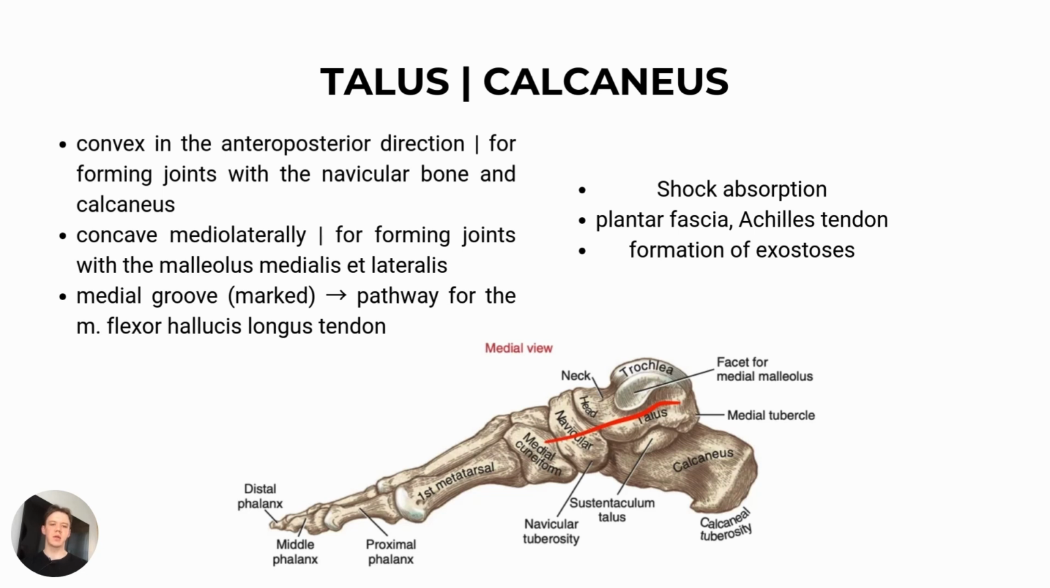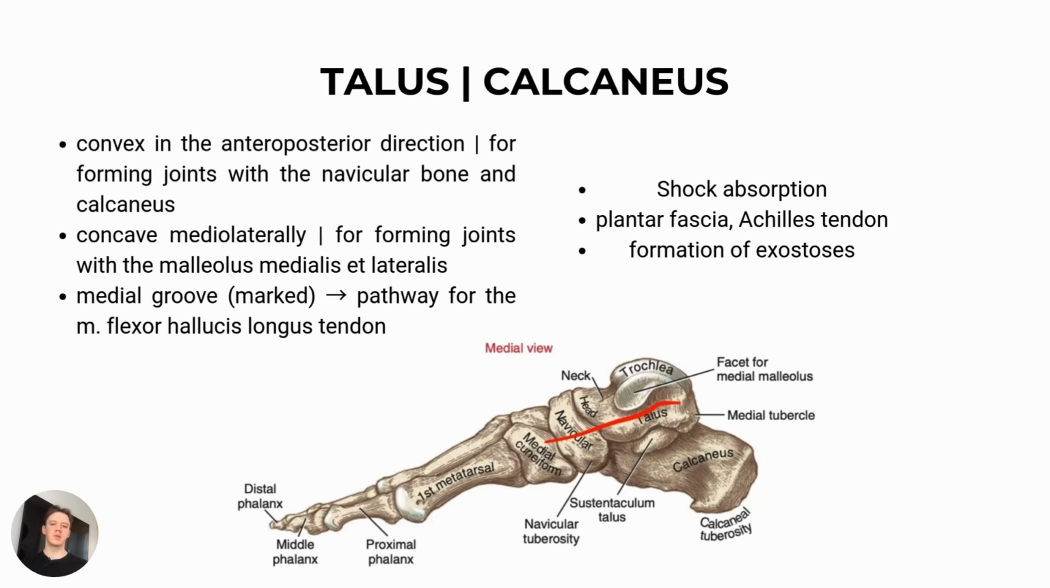You can see that the talus and calcaneus are located above each other. The talus is mostly convex in the anterior direction, forming joints with the navicular bone and calcaneus. It's also concave medial-laterally, forming joints with the medial and lateral malleolus. As well, it has a medial groove, marked here on the slide with the orange line, which is a pathway for the flexor hallucis longus tendon, which is going to be really important in terms of our foot movements. While the calcaneus bone is known for its shock absorption function, that's why it has this shape.